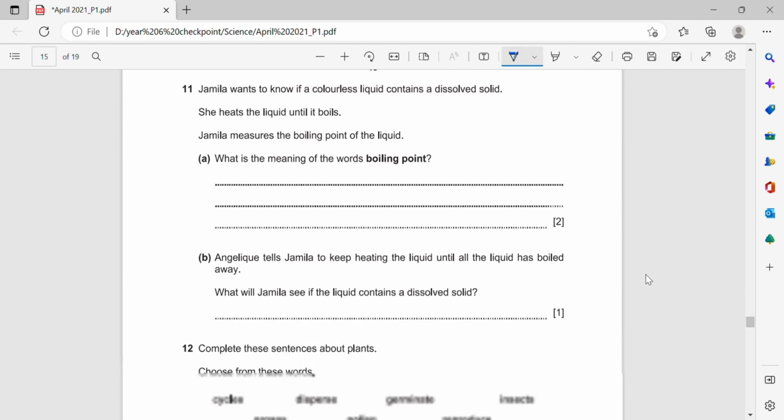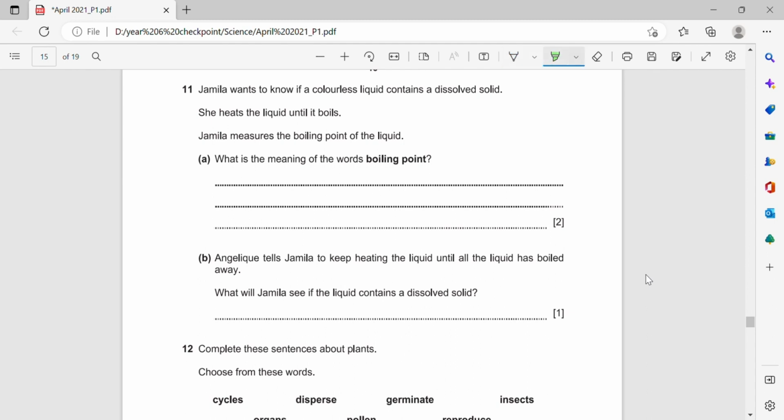Okay. Question number 11. Jamila wants to know if a colorless liquid contains a dissolved solid. She heats the liquid until it boils. Jamila measures the boiling point of the liquid. What's the meaning of the words boiling point?